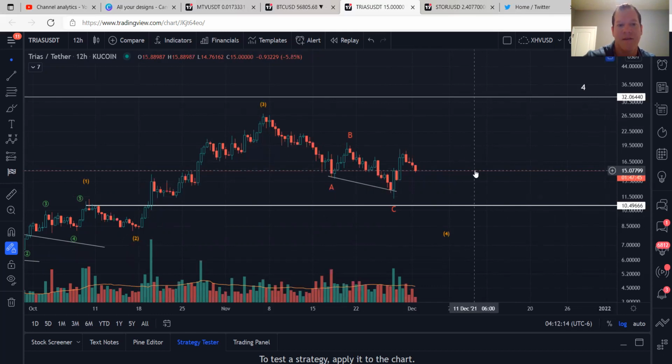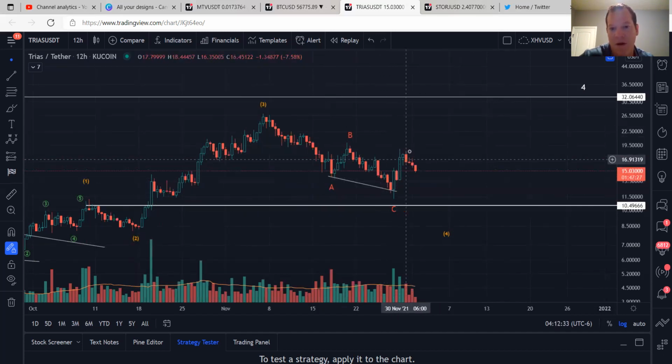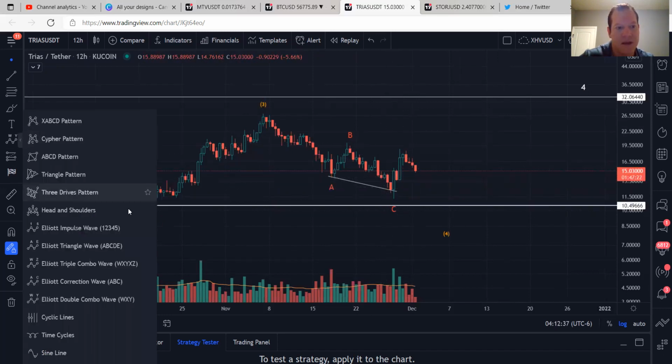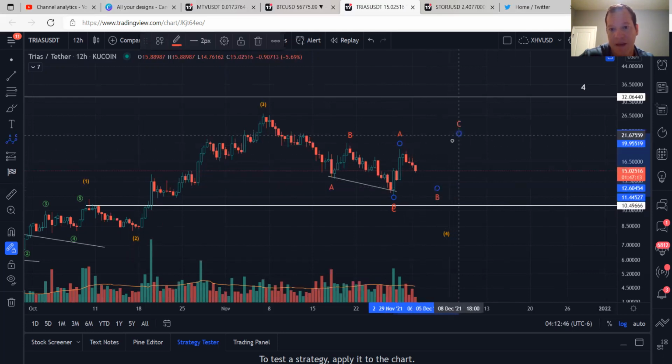And what I mean by that is understanding all the potential possibilities. So yes, we have an ABC. That means this corrective pattern right here could be complete. But there are complex correction patterns within Elliott waves. So this thing could turn into a complex corrective pattern. This right now looks like a 3 subwave structure. So this could be an A, and we could be coming down to make a B and then a C.